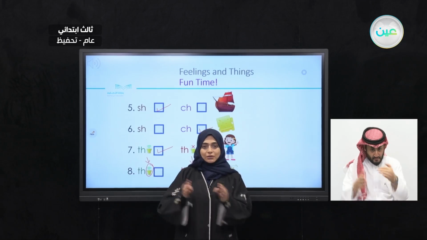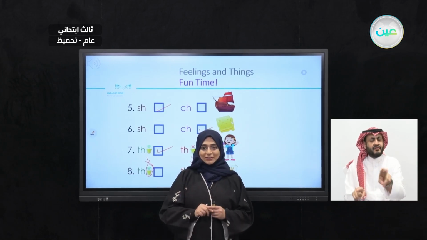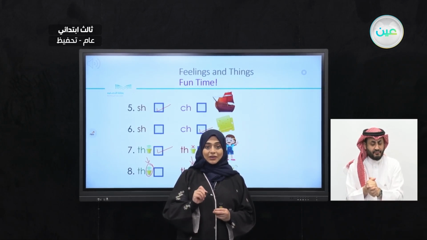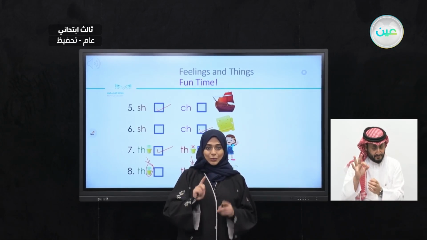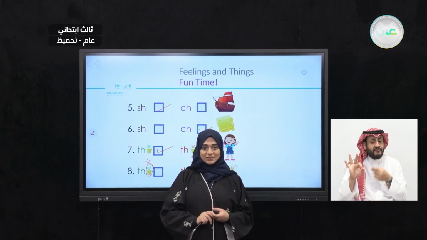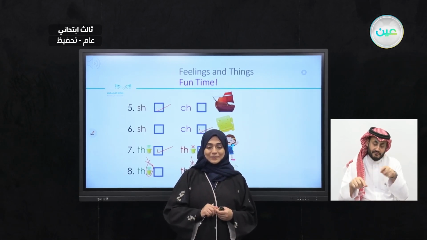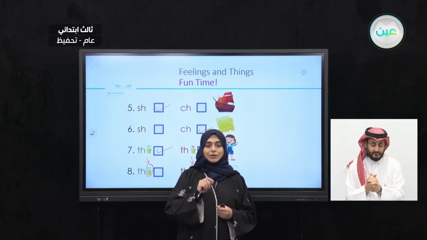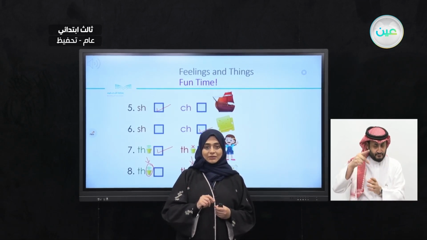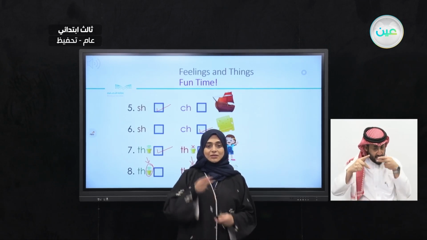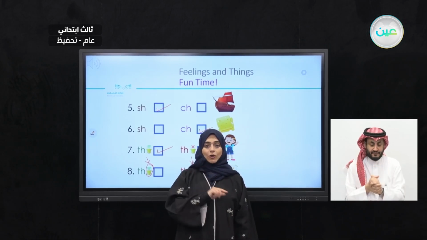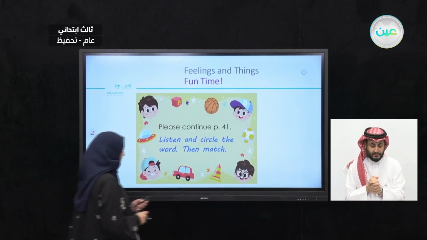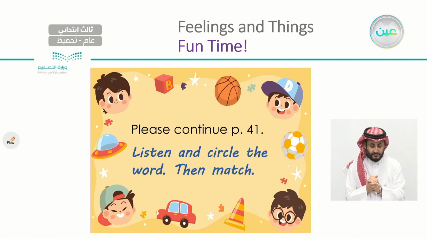What other pairs of letters have the same thing? Excellent. The f and the v. Which one has a voice and the other one doesn't? You tell me. Excellent. The v sound has a voice. What about the p and the b? The b sound has a voice. Okay? Excellent job. Now please continue page 41.